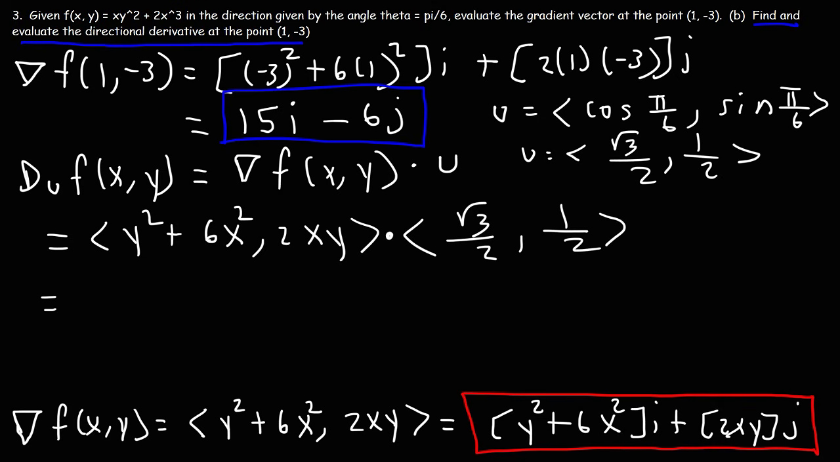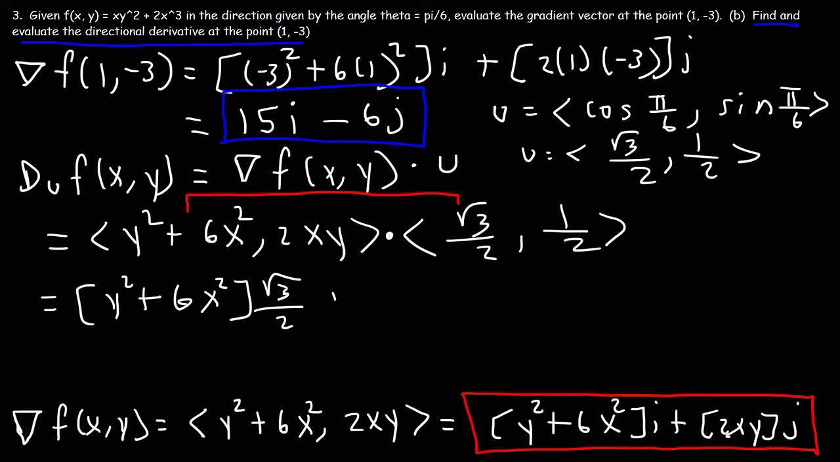So what we're going to do is multiply this part with the square root of 3 over 2. So it's just going to be y squared plus 6x squared times the square root of 3 over 2. And then plus, so now we need to multiply those two parts. 2 times 1/2 is 1, so we're just going to get plus xy. So that right there is the directional derivative in terms of x and y.